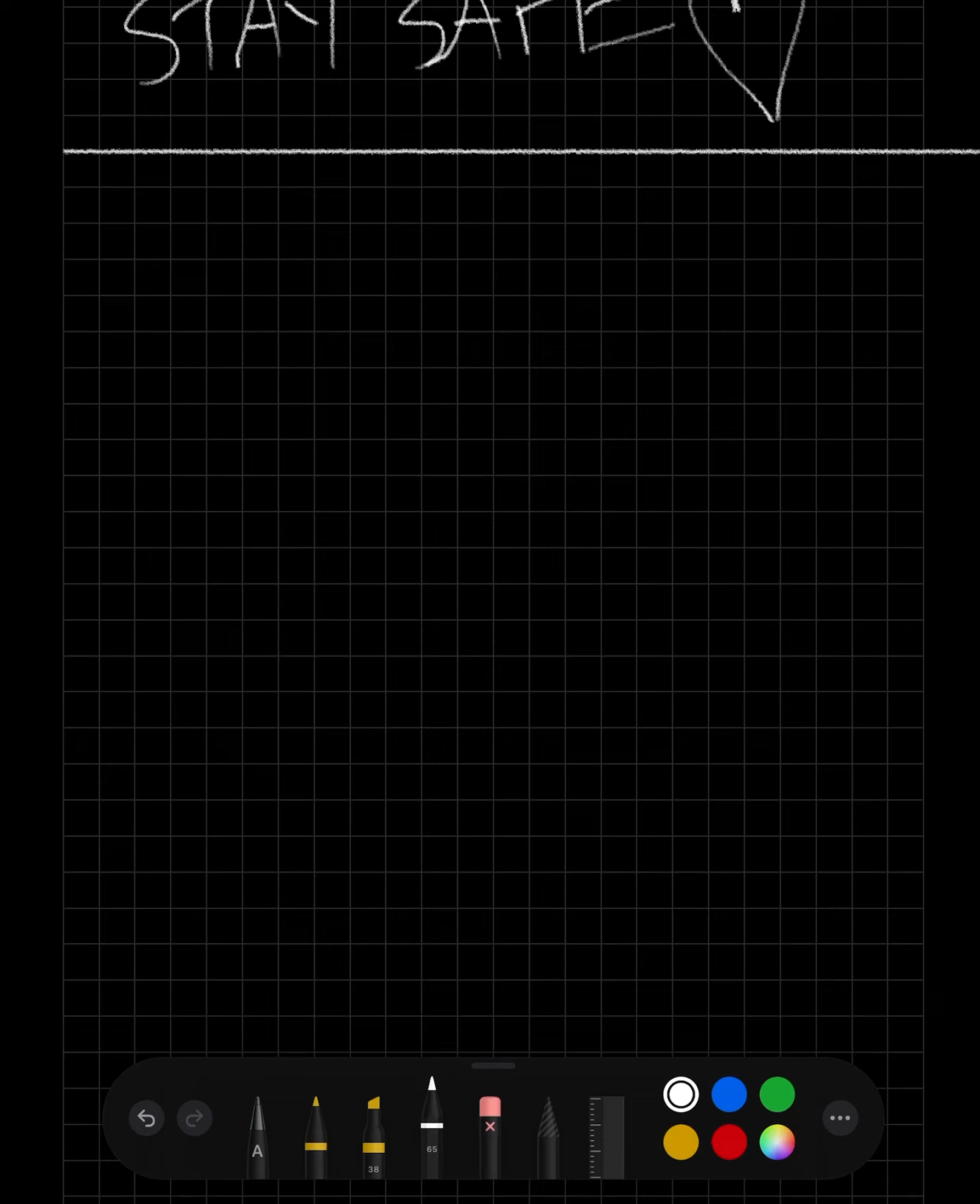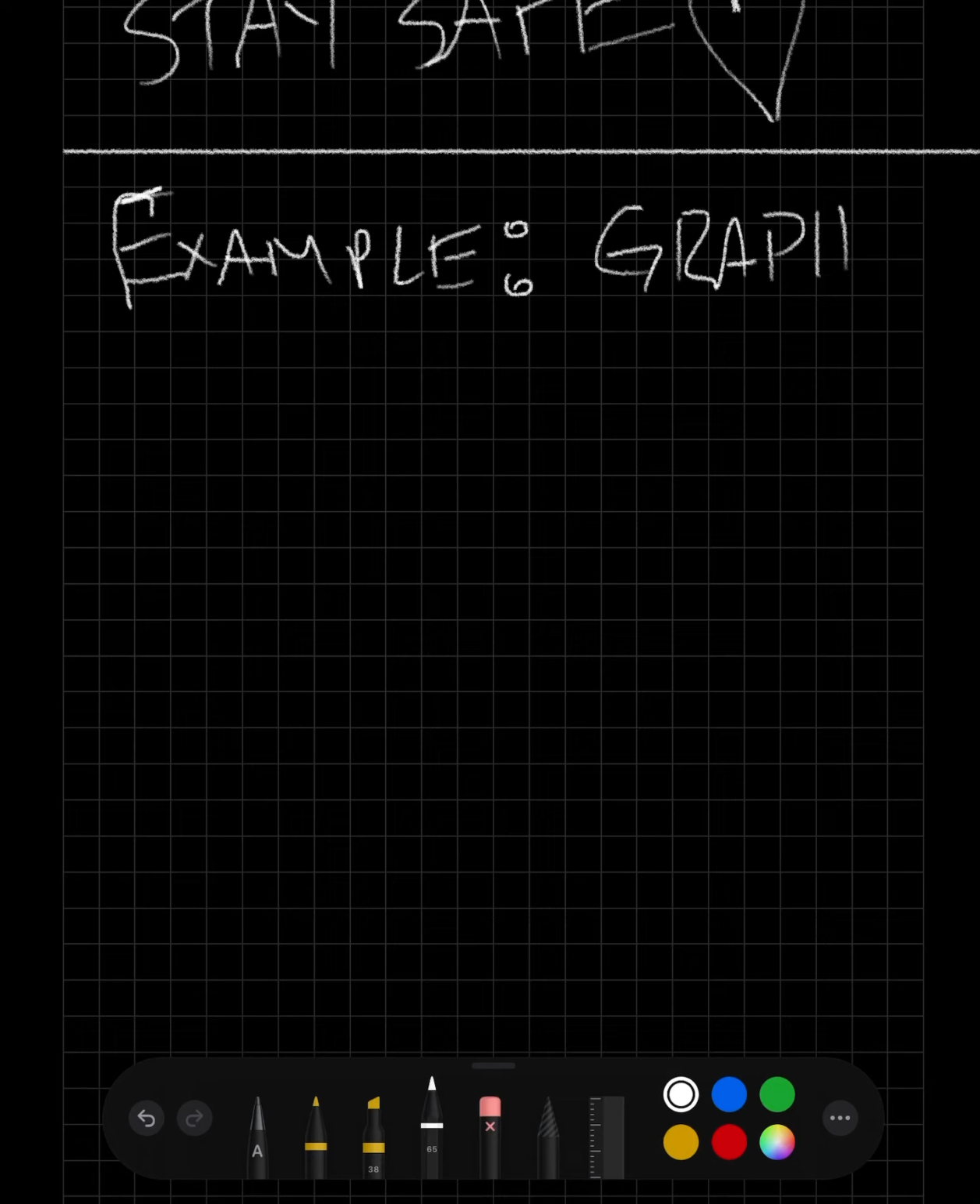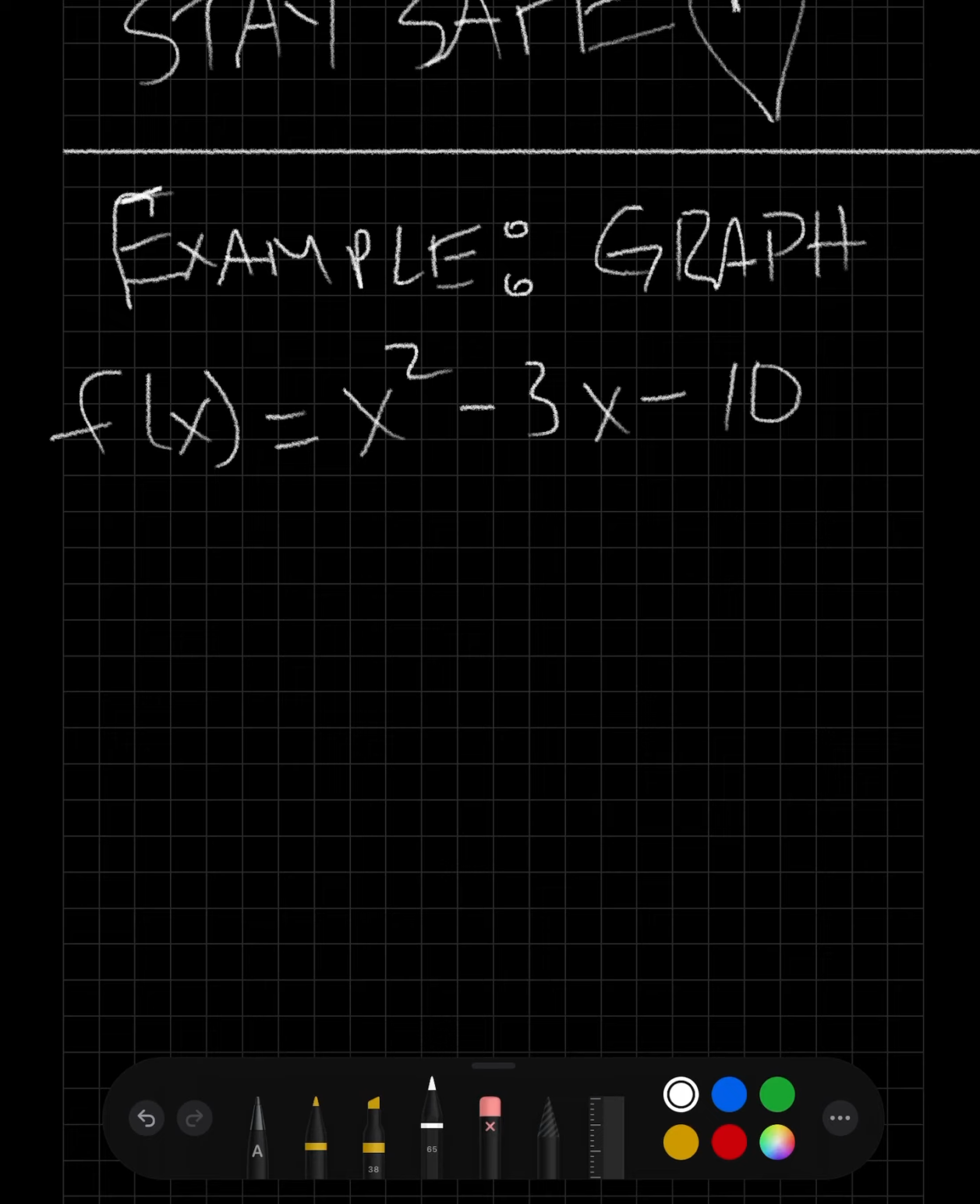So I'm going to say, here's our parabola. Here's our example. I want you to graph f of x is equal to x squared minus 3x minus 10. If you'd like, you can pause the video here, see if you can graph it yourself, and then check your work with me. Or you can just follow along and take notes. Whichever way you think is going to help you learn the best, you're free to try.